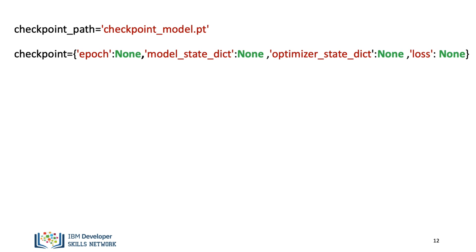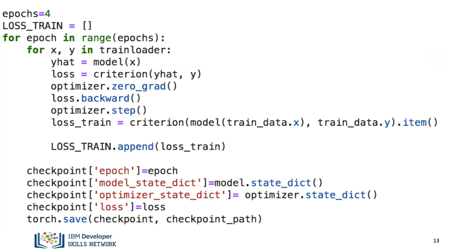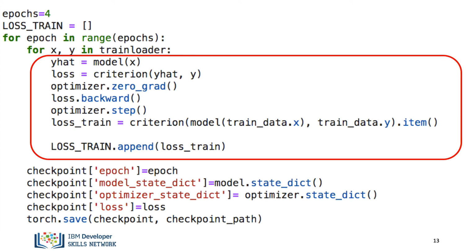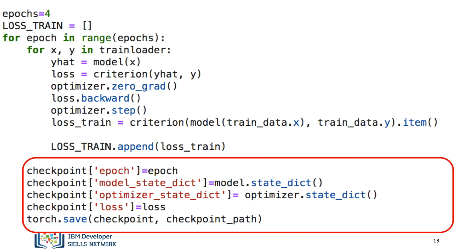We create a Python dictionary. This is called the checkpoint dictionary. It contains the epoch number, the model state dictionary, the optimizer state dictionary, and the loss value. In this code, we train for 4 epochs. At the end of each epoch, we save the required information. The following lines of code train the model. Then the following lines of code save the information we require to continue the process.